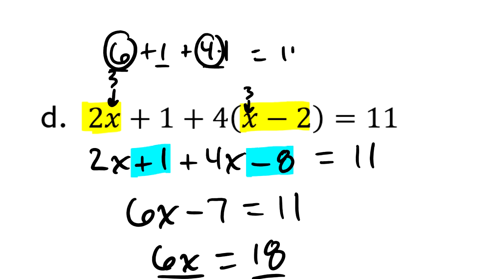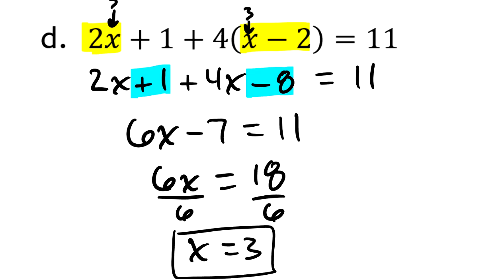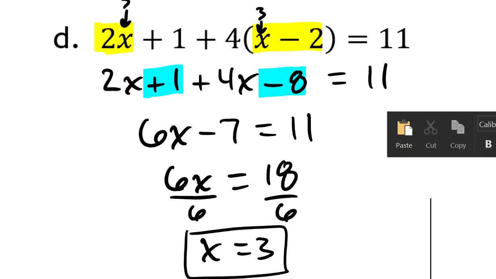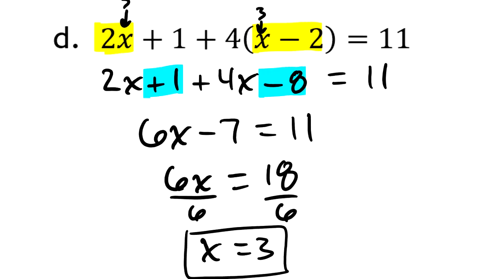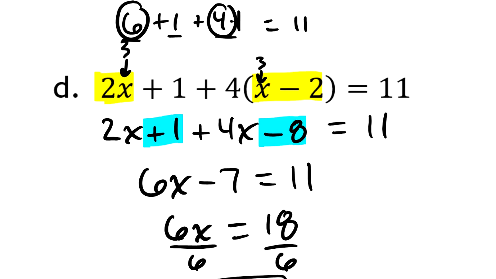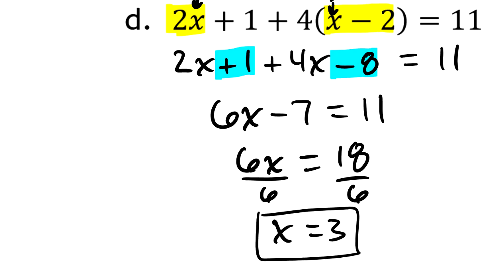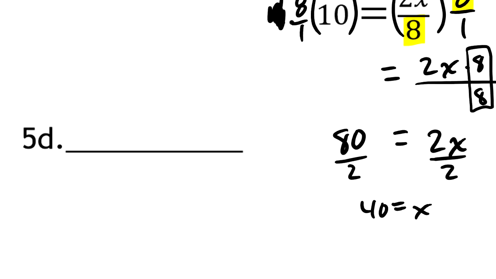But at any rate, this is the algebra that justifies the answer. And then up above, you can see some quick arithmetic that's checking that this value does indeed work. So x is the number 3, and that's our solution for part D.